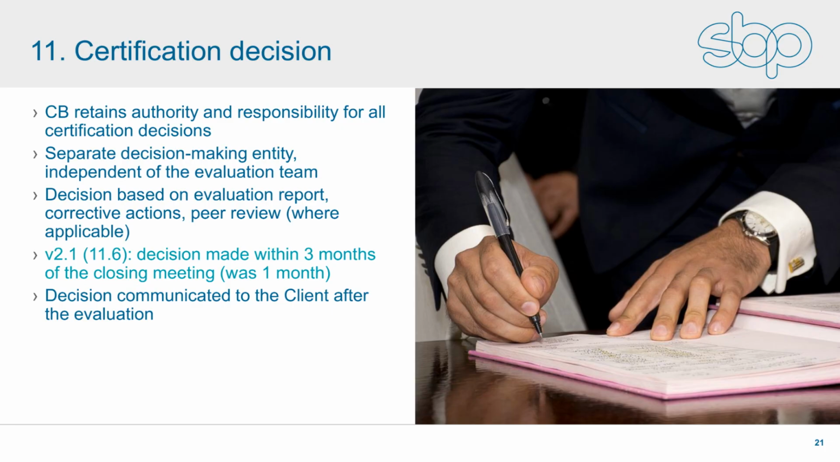Indicator 11.6 is the one change in this section. The certification body shall make the certification decision within 3 months of the closing meeting, not 1 month as version 2.0 required. The new window aligns with the 90-day public summary report timeline and removes a scheduling pinch that CBs had been managing by issuing conditional decisions. Note the wording. It is a shall requirement, not a should. Finally, the certification body communicates the decision to the client after the evaluation.